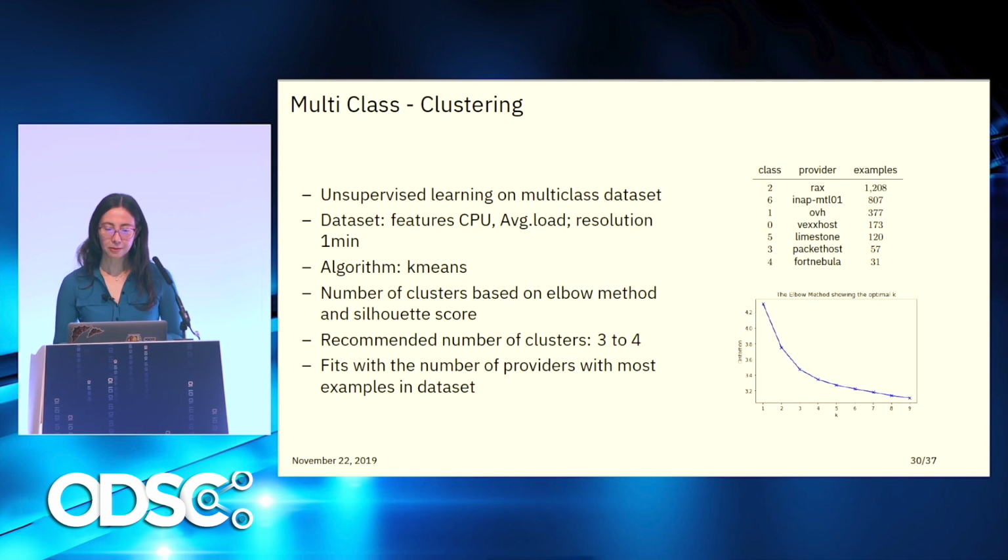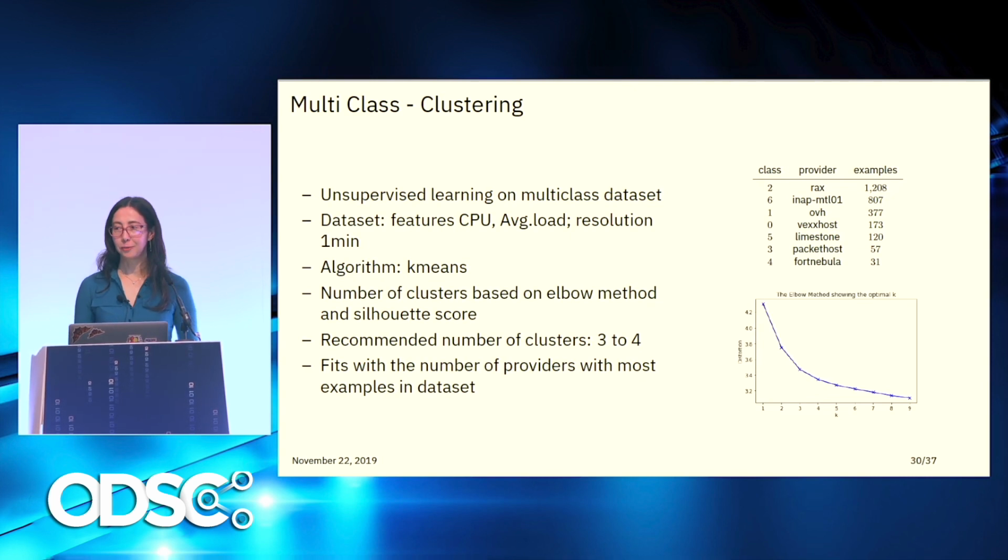So we ran with the same combination of features and the data set resolution of 1 minute. We ran a clustering algorithm, k-means. For deciding the number of clusters, we just ran the elbow method and checked the silhouette score, and the recommendation was between 3 and 4, which was in line with our expectation because that was the number of cloud providers with the highest amount of data in the data set.